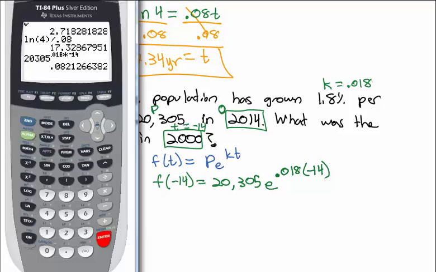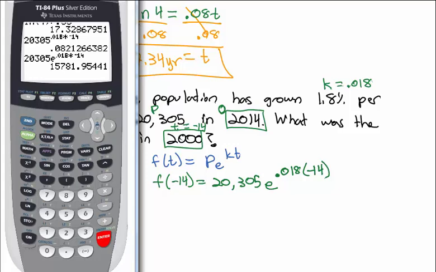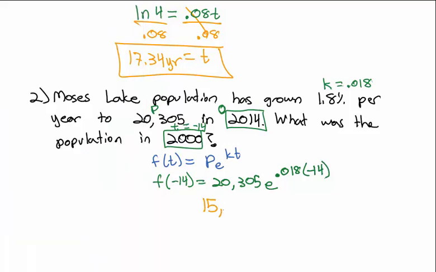Our calculator now can do the work from here. 20,305 times e, which is second ln, raised to the 0.018 times negative 14, and we get 15,782, let's round it, 15,782. Was the population in the year 2000.